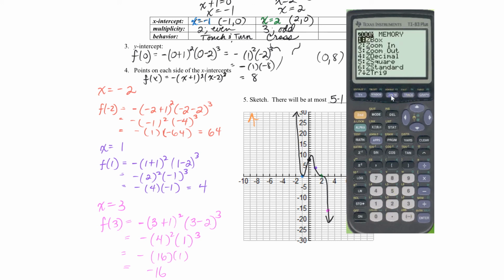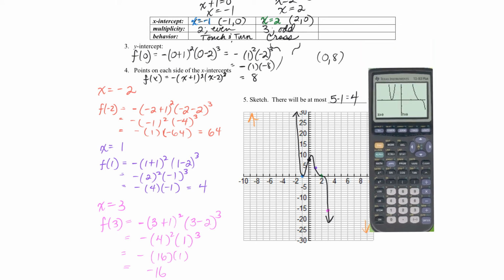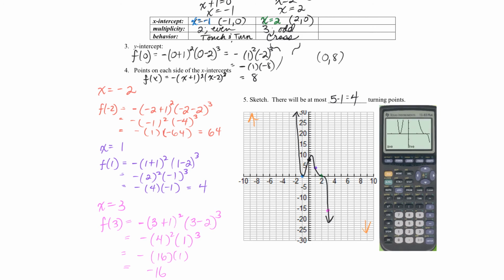Then another thing you can do is go to zoom and go down to zoom in and click enter. And I'm showing you when you zoom in, you can see the behavior at those two x-intercepts. At negative 1, it touches and turns, and at 2, it crosses, and like we said, it starts to flatten out a bit more, right? And we were able to do that by using the algebra that we've learned. We were able to create that graph all on our own, right? And then we just use the technology to verify.